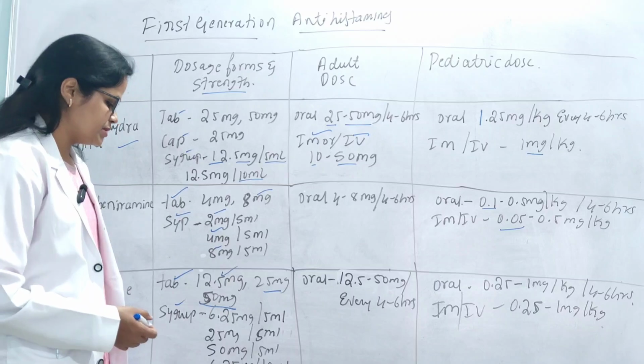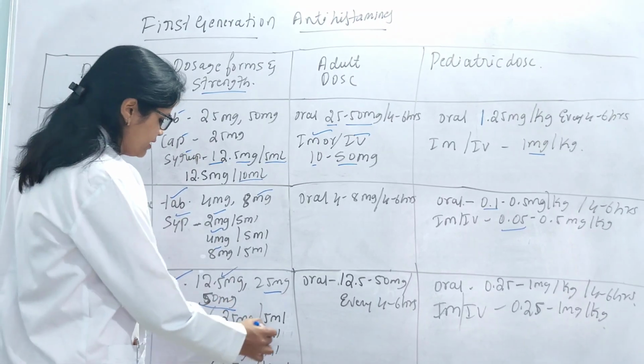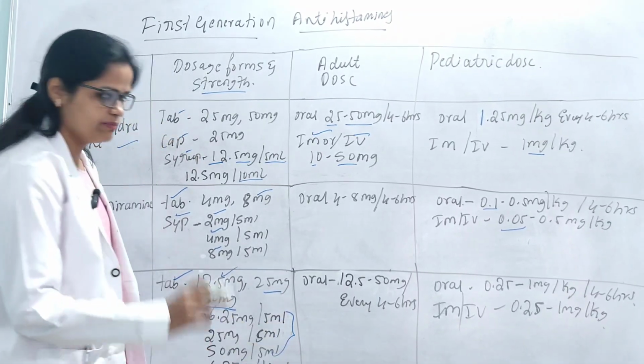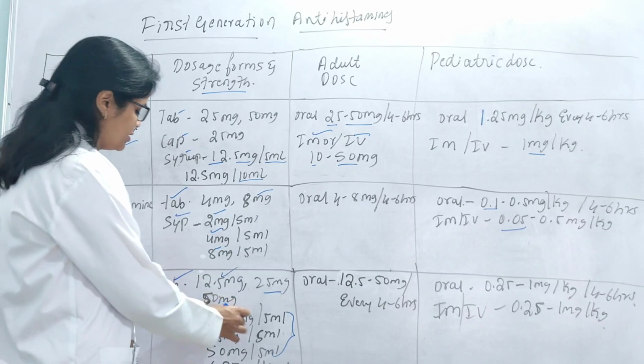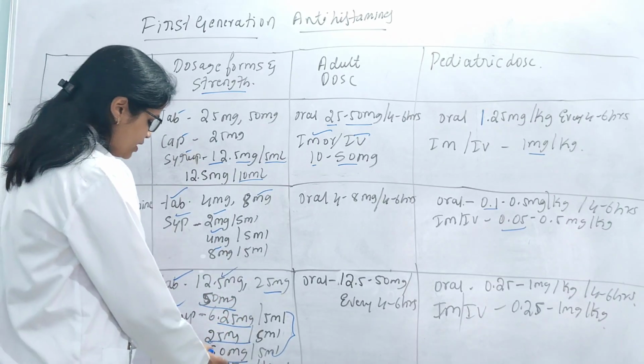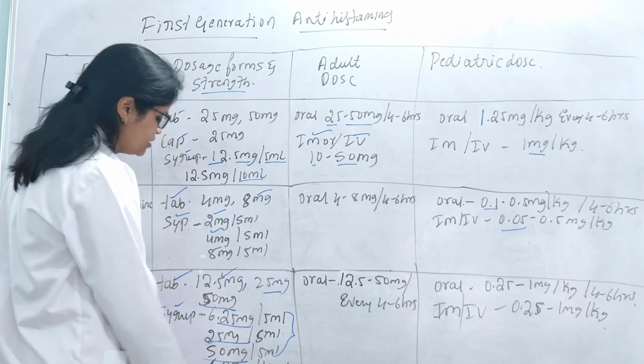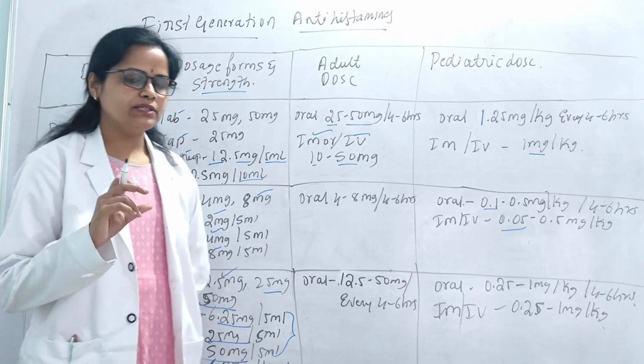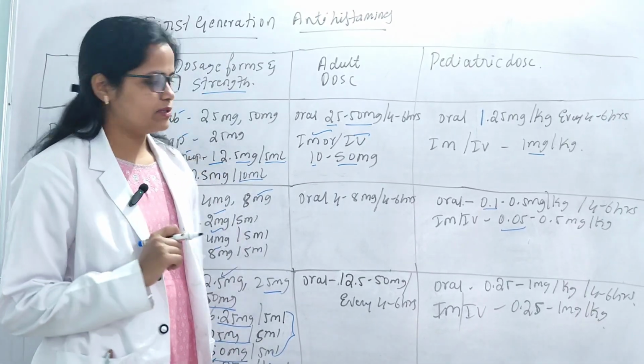And next the syrup is available in 3 forms, in 5 ml. The 5 ml syrup contains 6.25 mg, 25 mg and 50 mg. And next the 6.25 mg syrup is present in the 10 ml bottles.